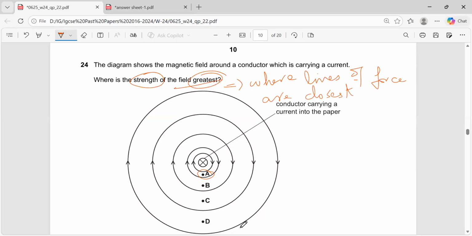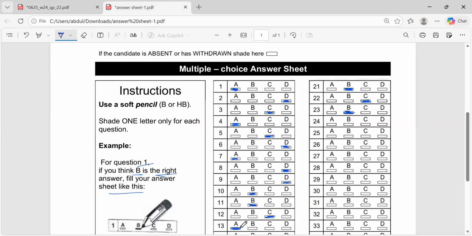Now see, at A, the lines are at smaller distance. Then distance is increasing, increasing, and increasing. So D is the weakest point, weakest field. A is the strongest field, where the lines are closer. And also, this is the conductor carrying current, so closer to the conductor carrying current, field will be stronger. The basic concept is where the lines of force are closest together, field is strongest. And where the lines of force are furthest apart from each other, the field is weakest. So only if they were asking where is the strength of the field weakest, the answer would become D in place of A. Right now it is A. So 24, answer is A.